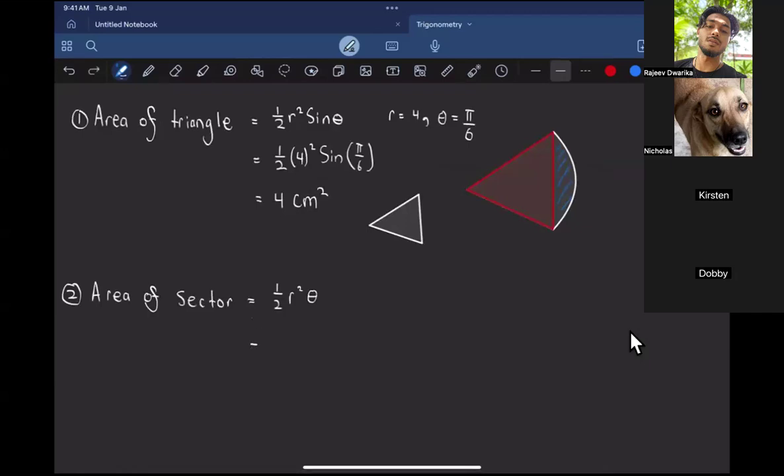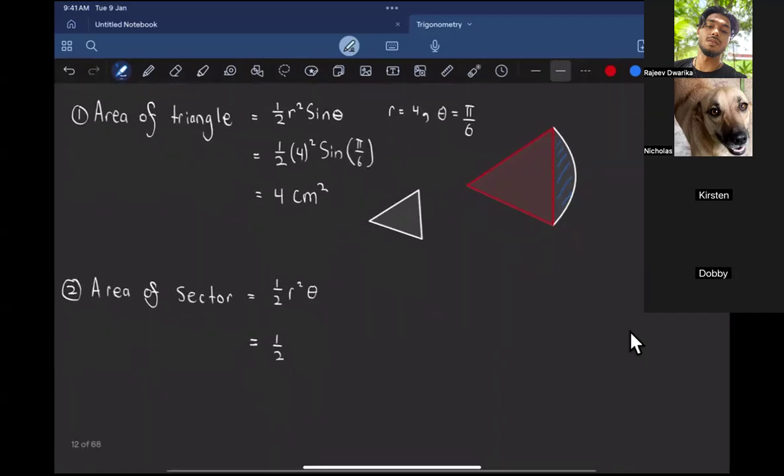Now what mode does the calculator have to be in? Radians mode. Actually, that's a lie. It doesn't have to. The only time it has to be in radians mode is when you have sine involved. I will surely prove it. So Nicholas, we're gonna put a half r squared theta. What is our radius? 4 squared. And our angle is 5/6 or 30 degrees.